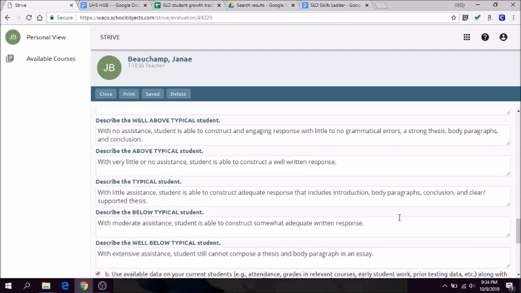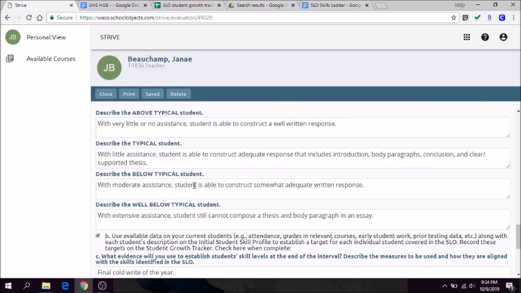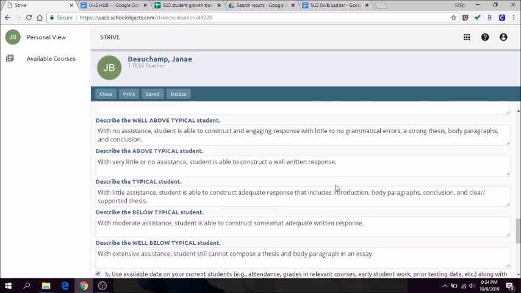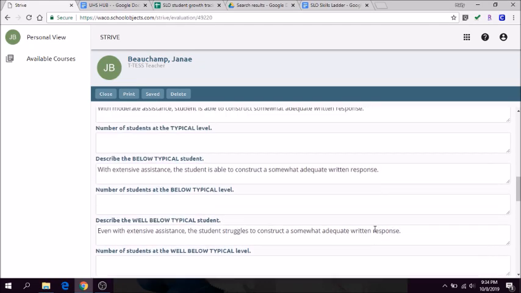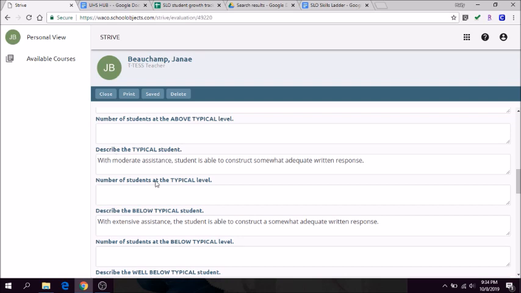One thing I wanted to point out that may be helpful to wrap your mind around it is the descriptor that she has for an end of the year below typical student: with moderate assistance, the student is able to construct a somewhat adequate written response. So that is her step 3, or her end of the year skills profile, below typical student descriptor. But if you go up, that is also her descriptor for the beginning of the year typical student. So a typical student at the beginning of the year for this teacher, she has decided that with moderate assistance, the student is able to construct a somewhat adequate written response.